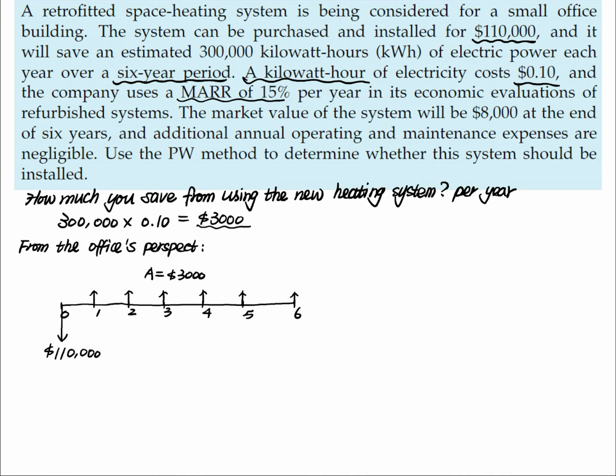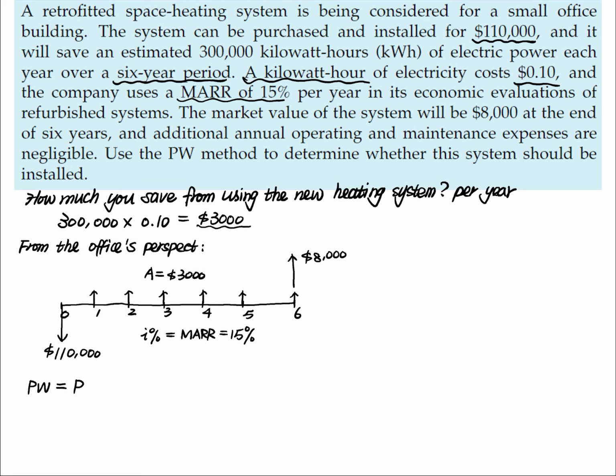Okay, so A is 3,000. And at the end of the 6 years, you can sell that system. Market value is 8,000. That's another receiving at the end. So it's another 8,000. All right. And your i% is MARR, which is 15%. Okay. So that's your cash flows.